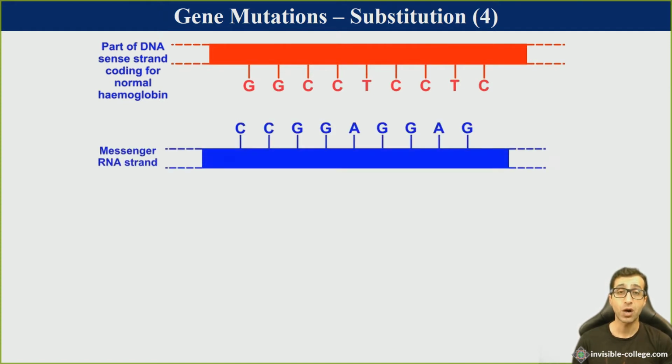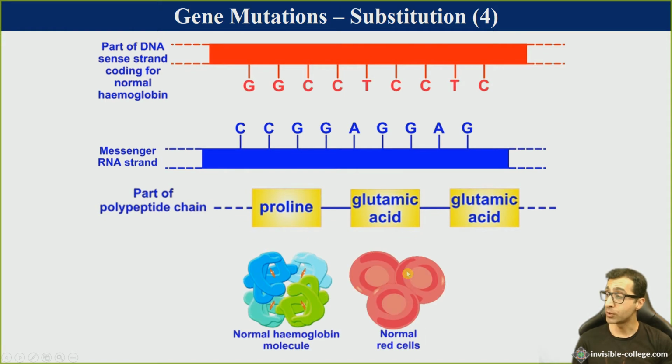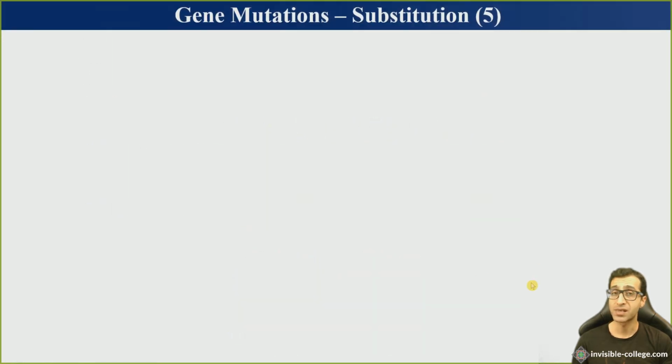When this is transcribed, you will get an mRNA strand with this sequence, and the translation of this mRNA strand would lead, in this case of these three codons here that we see here, to these three amino acids in the polypeptide chain. So the normal hemoglobin molecule results in the formation of normally shaped red blood cells.